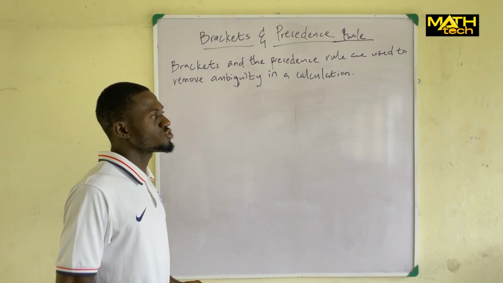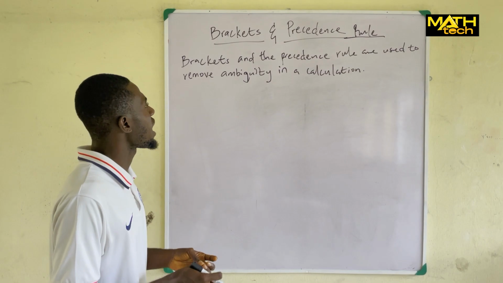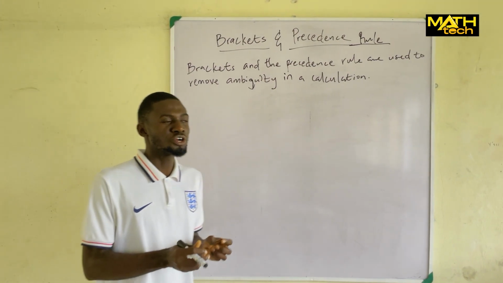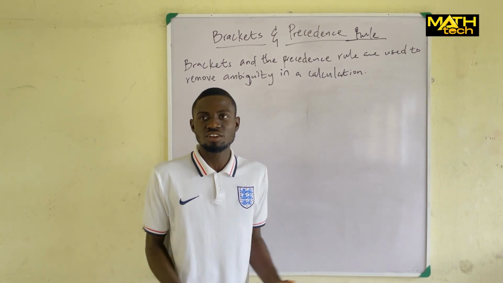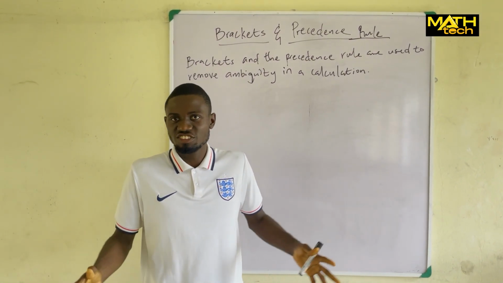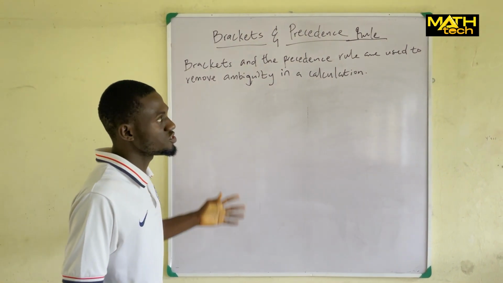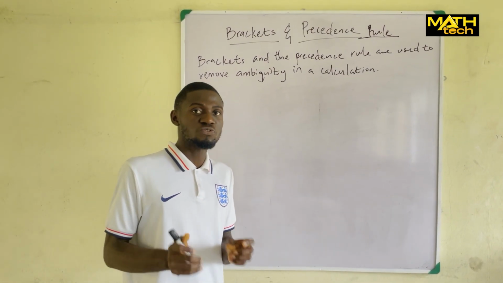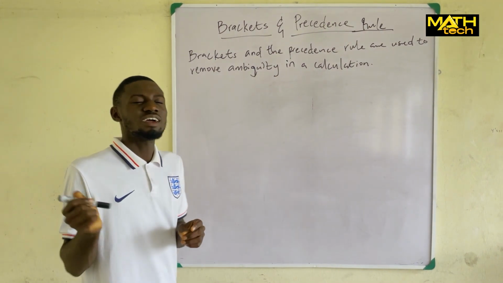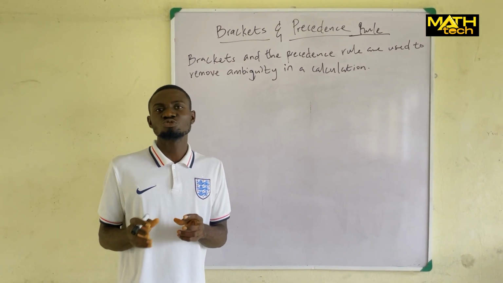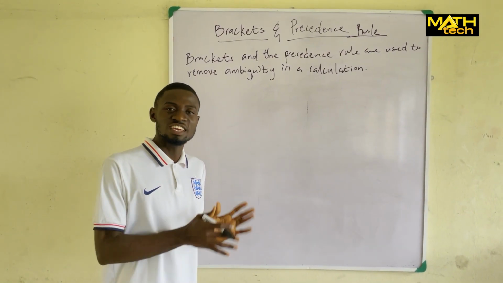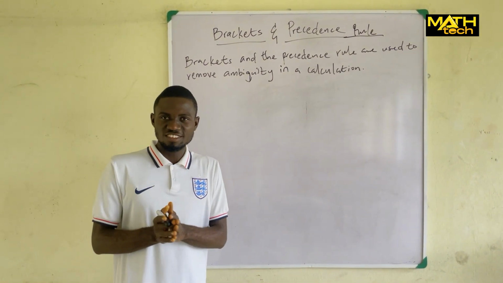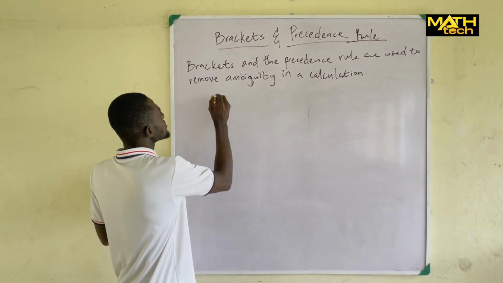Brackets and the precedence rule are used to remove ambiguity in a calculation. That is, it is used to remove hardness in the calculation. But following the precedence rule, I think you will solve it easily and you will get your results faster. Now, one of the ideas I will give to you in terms of brackets and the precedence rule, I know I'm not supposed to introduce that in this part of the series, but I'll have to do that, is BODMAS.